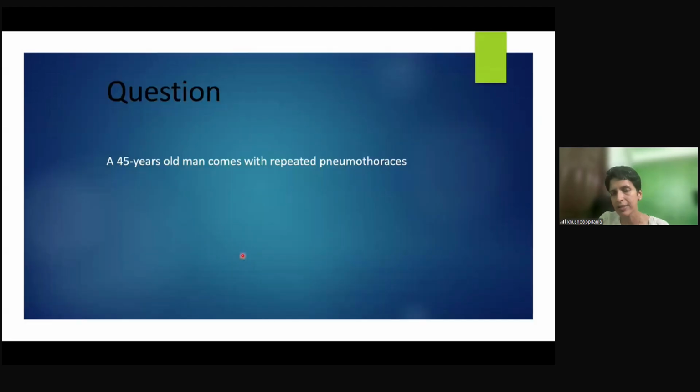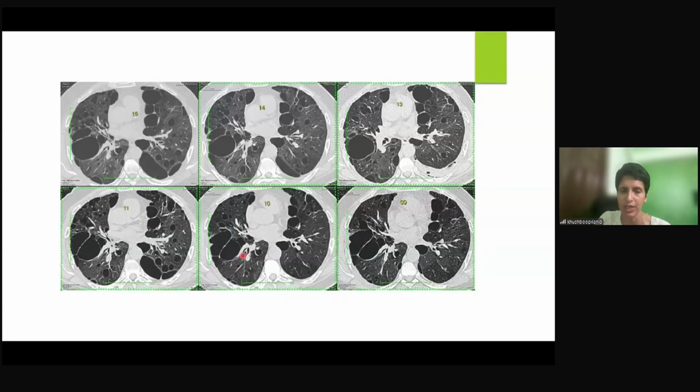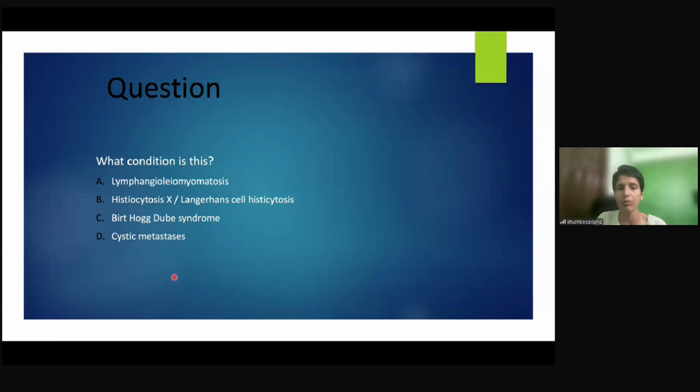Now the question is, what if it's a 45-year-old man, non-smoker, who comes to you with repeated pneumothoraces and you see such lungs? Since it's a non-smoker, Langerhans cell histiocytosis is out of the question. Again, in a man, the diagnosis of LAM cannot be made unless the man is known to have tuberous sclerosis. So now what else are we looking at? We are seeing these sequential CT scans from 2009 till 2015, where we see that these cysts have remained rather stable. And this patient had presented with pneumothorax.